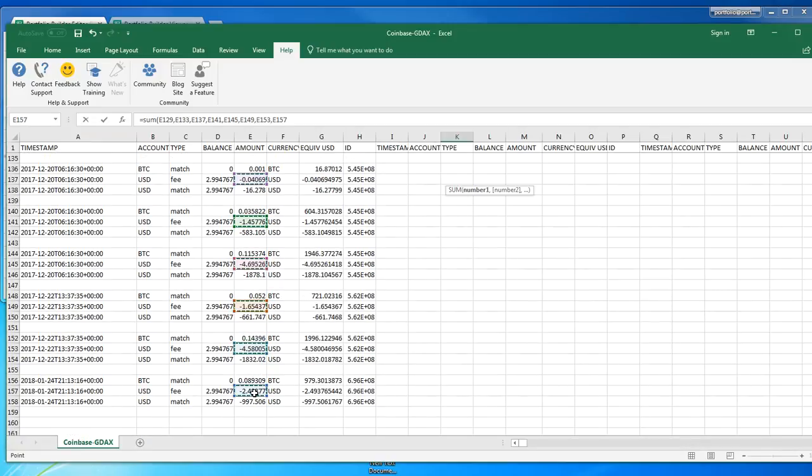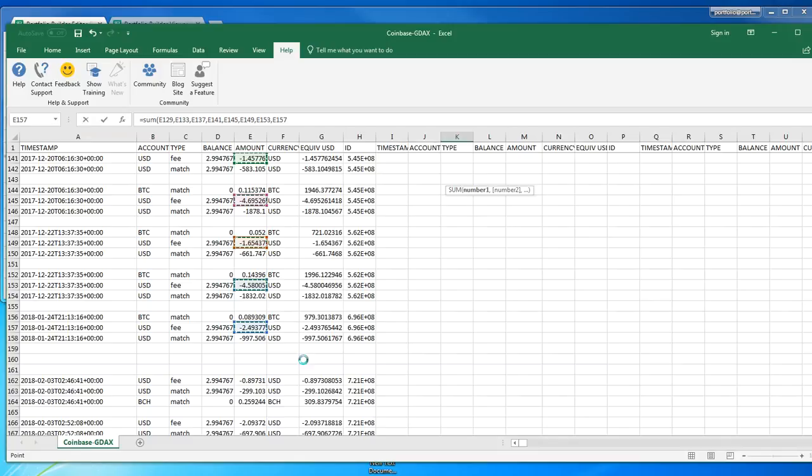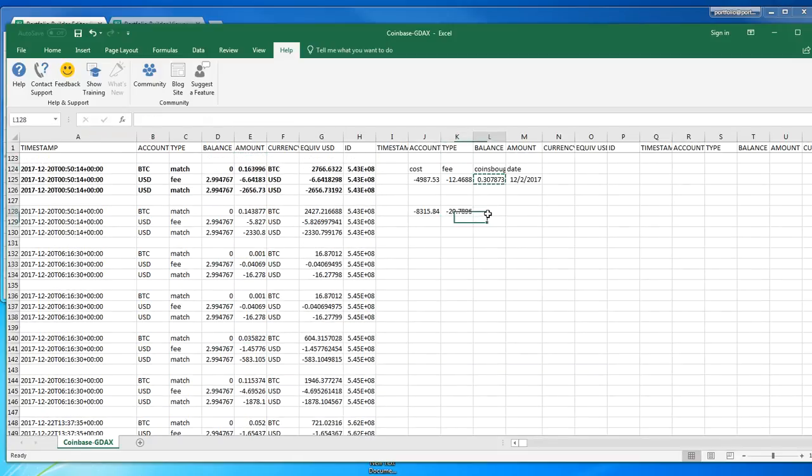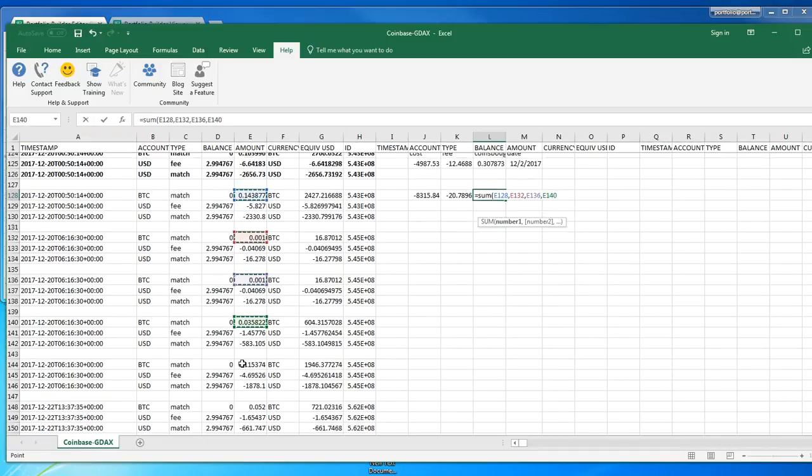And I am holding control to select all of those. And I can hit enter. And now the total. Holding control while I select each of these.